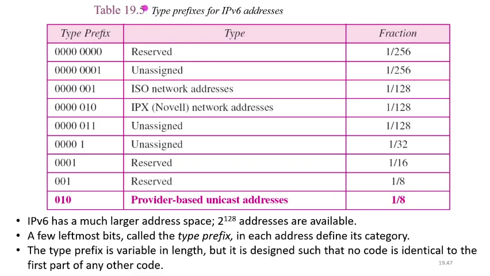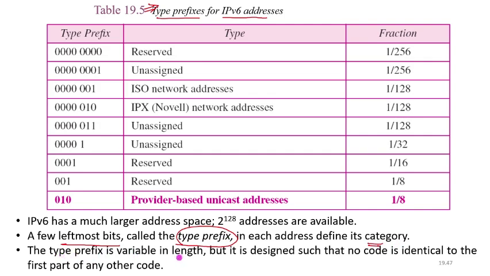One more point about IPv6 is the type prefixes. In IPv6 addressing, some portion of the 128 bits is fixed for providing a category. IPv6 has a much larger address space, that is 2 to the power 128 addresses available. A few leftmost bits, called the type prefix, in each address define its category.